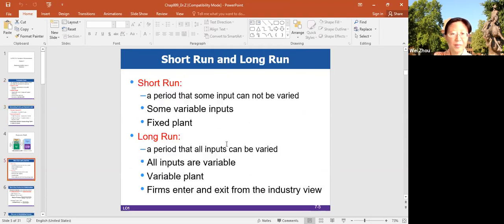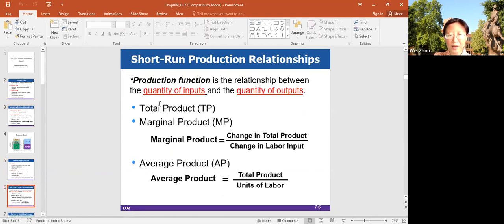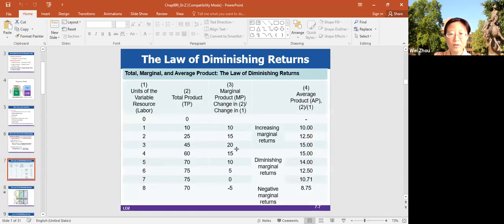And then we talk about the short run and long run. For any input, if in a certain period of time you cannot change the level of the input, it's a short run. When time is long enough, that will be long run, which means all inputs can be changed. And we talk about the production function, which is a relationship between the level of different inputs and the level of output. We introduce marginal product and average product. You are required to know how to calculate the marginal and average from the total product.